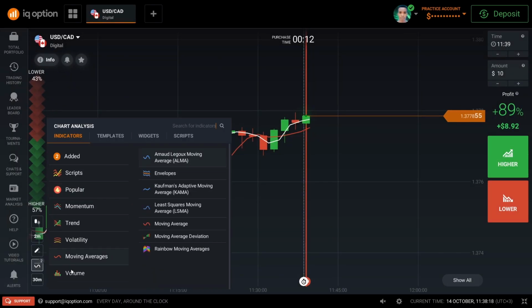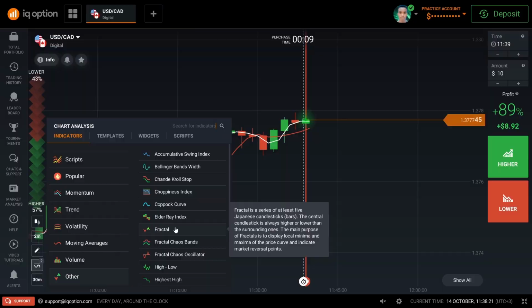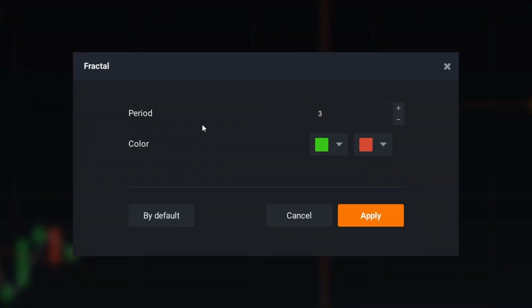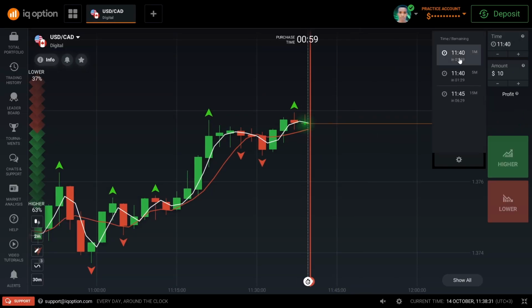So finally I want to use Parabolic SAR, and for the period I want to use 3, and the rest I will leave as default. And for the time I want to use a 1 minute time frame.